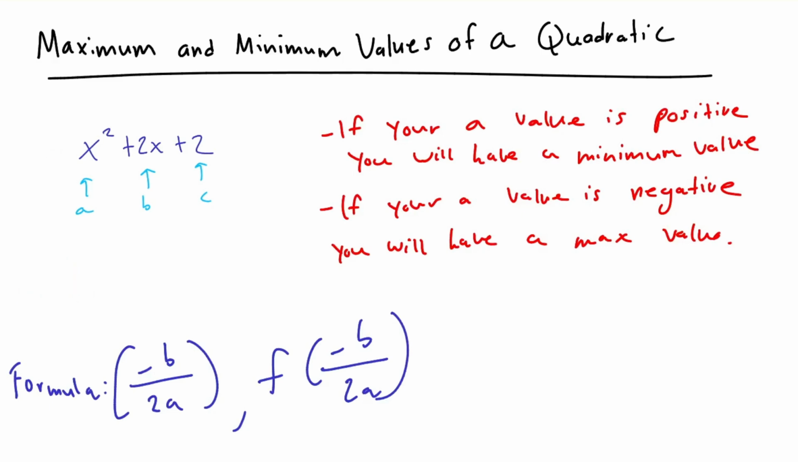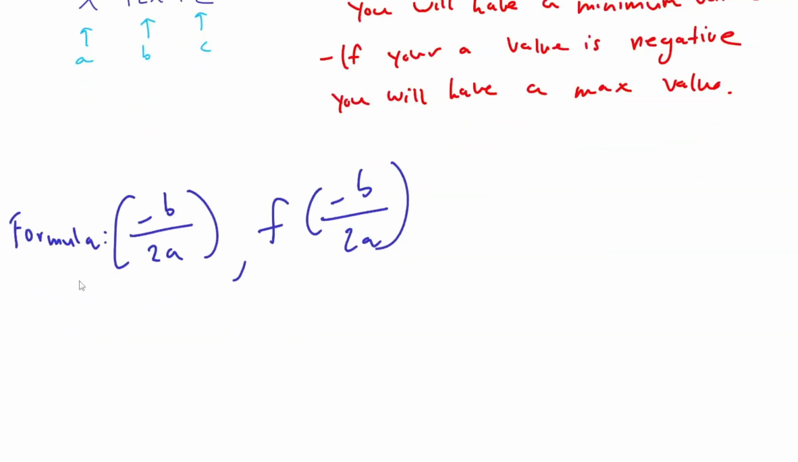Now, the next thing you need to know is the formula. I always like to solve it using the formula, especially if you're given the equation, especially on tests. I believe the formula is the easiest and quickest way to find the maximum or minimum values. So the formula is minus b over 2a, and then you input your answer into the function and you're going to get your y value. So this is going to be your x value, and this is going to be your y value.